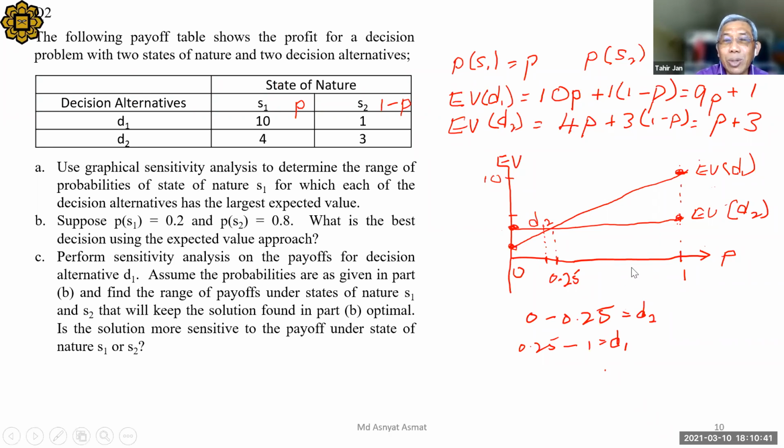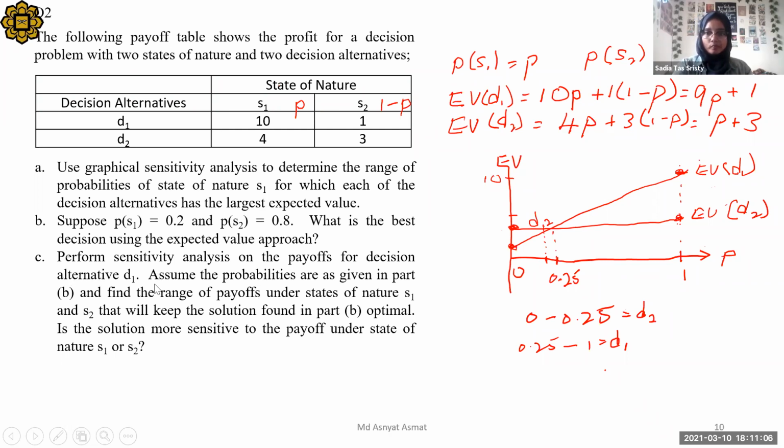Now I create my own question. If P of S1 is 0.8, D1. 0.5, D1. So easy, right? Very easy. In case this comes out in the exam, you should know how to handle it.